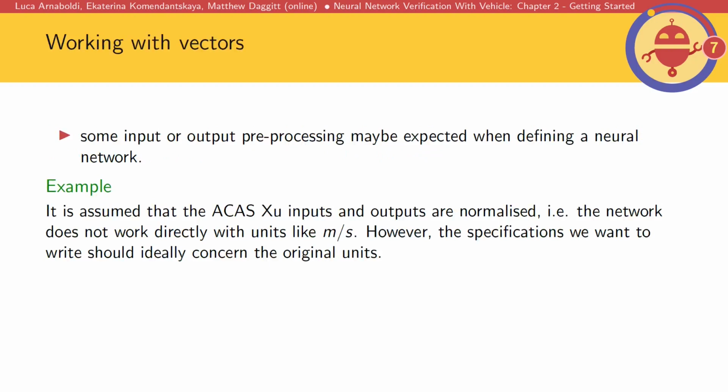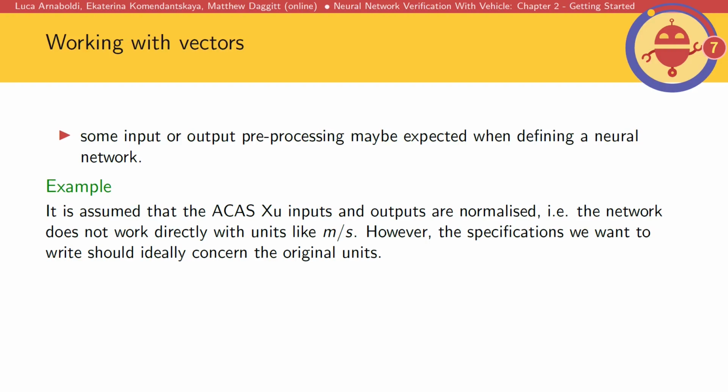When you work with vectors in this spec, some input and output preprocessing may be expected, and ACAS Xu is a good example to discuss this. It is assumed that the ACAS Xu neural network's inputs and outputs are normalized. That is, when you feed the data to layers of the neural network, you do not directly work with units like radians and meters per second. But the specifications that your engineer gave you are in meters per second and in radians. So there is this gap between what your neural network consumes and what the system engineer gave you as numbers.